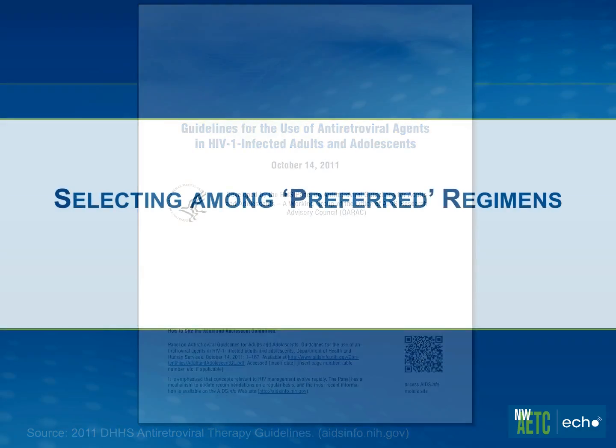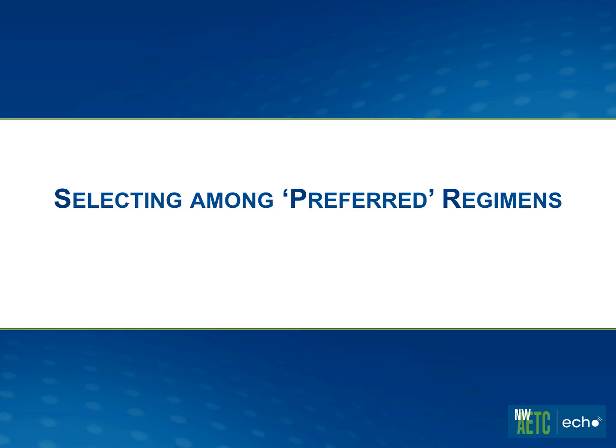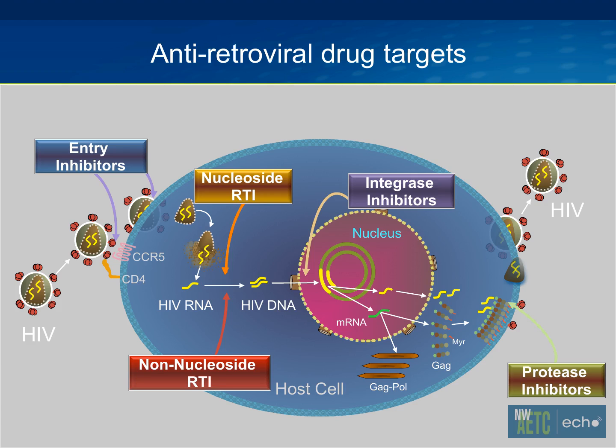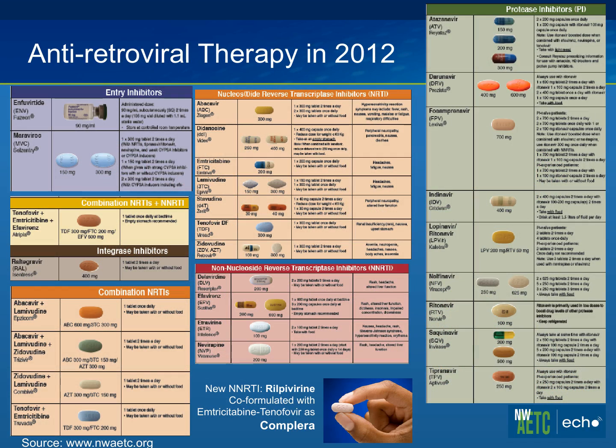I'm going to start with selecting among the 4 preferred regimens, and by way of background, I showed you this graphic in the last talk just as a picture of what we have available to us. The 3 main classes that we're talking about are NRTIs, NNRTIs, and protease inhibitors. Then we have 2 additional classes, the integrase inhibitors and the entry inhibitors. Of course, entry inhibitors are not really considered part of initial therapy at this point. So we'll talk about the other 4 classes.